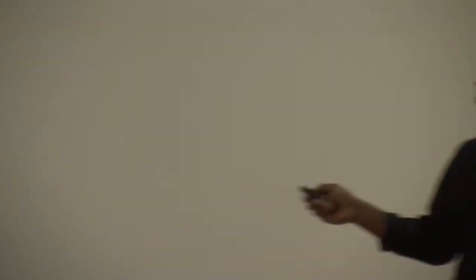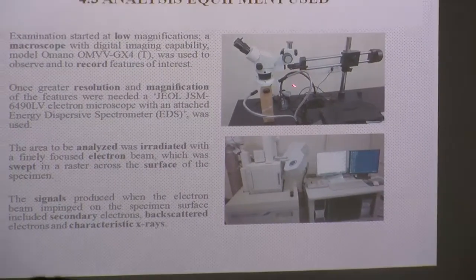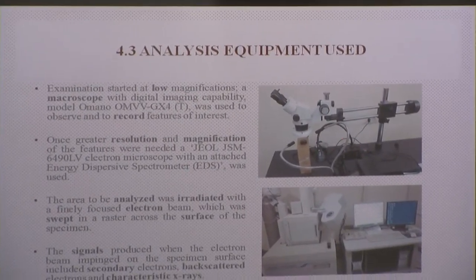So at the end, you'll get photographs of the failure, micrographs, fractographs, elemental analysis, and fractographs and measurements, right? So that is the failure analysis that will take place there. Right. So the equipment that I'll use for the field analysis, this one equipment is what they call a macroscope.